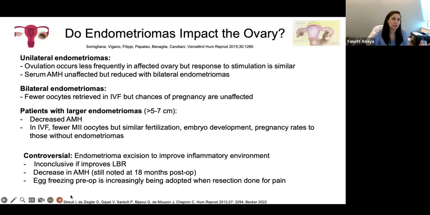And that also may depend on what the baseline ovarian reserve is of that patient. Maybe a patient who has a normal to high egg reserve, we're not as concerned. But in the patient who already may have a lower egg reserve, a consideration is doing fertility preservation beforehand.